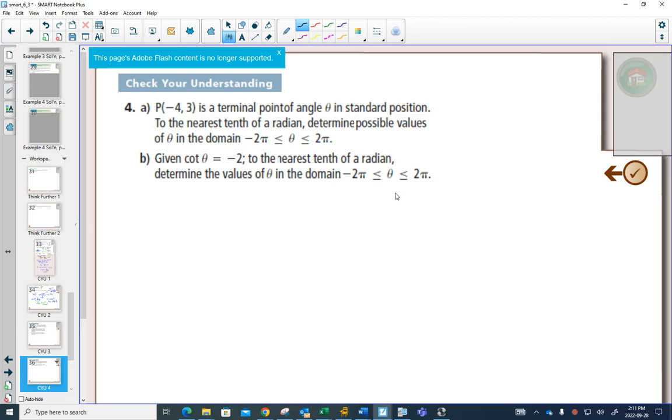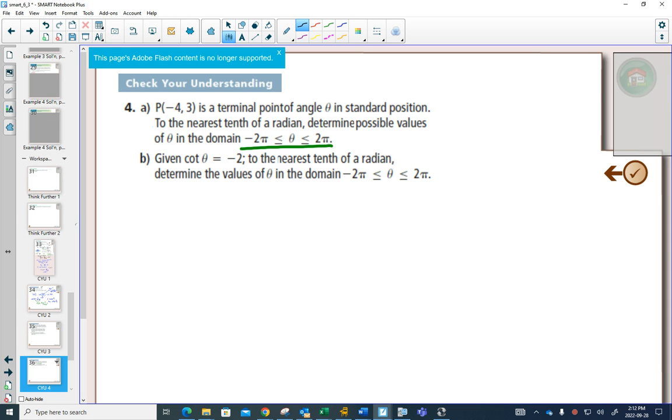And question number 4 is the same question we did in 6.1, but in 6.1, we did it in degrees. The only thing different here, what I underline in green, is that it says in the domain from negative 2 pi to 2 pi. That means that you're going once around the circle in the negative direction and once around the circle in the positive direction. This is like going from negative 360 to 360. But the question's in radians.